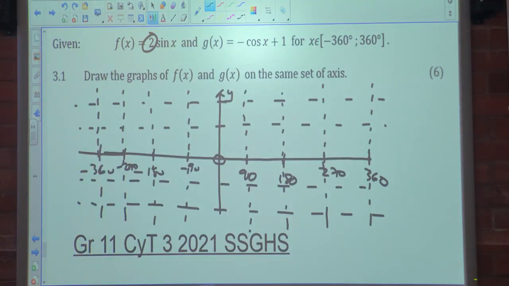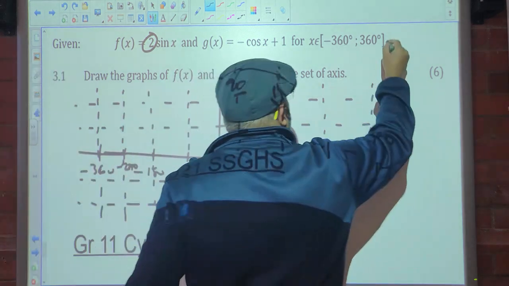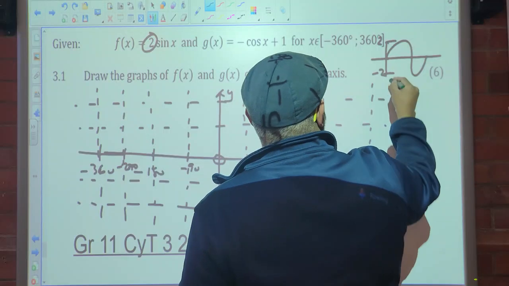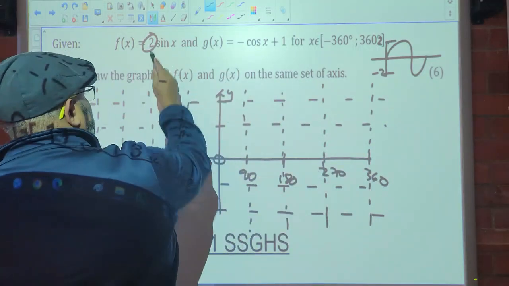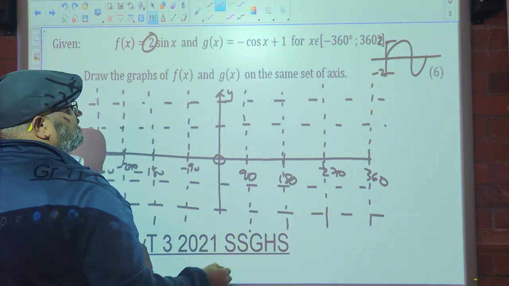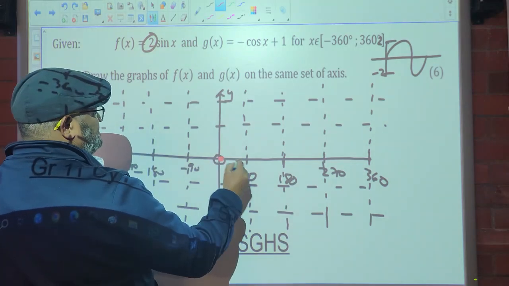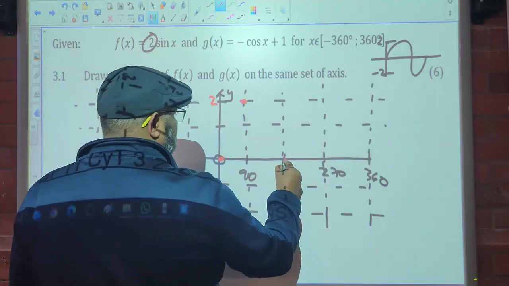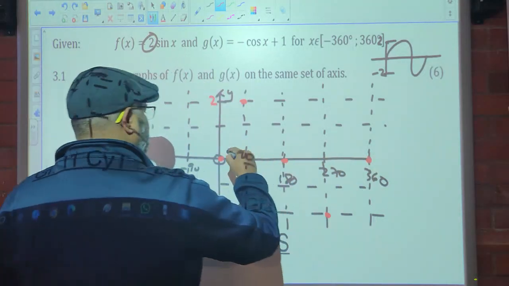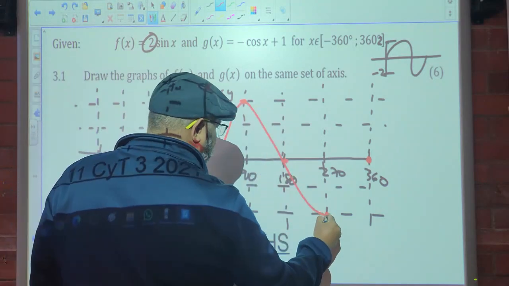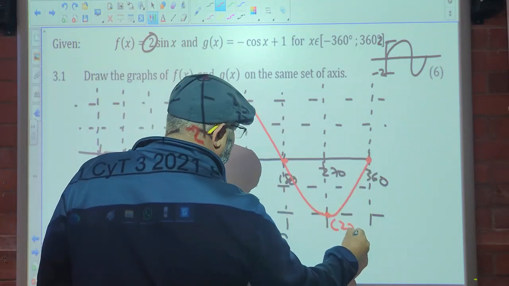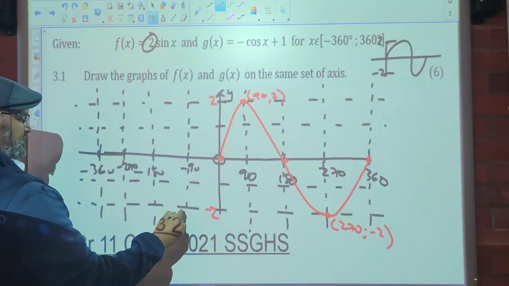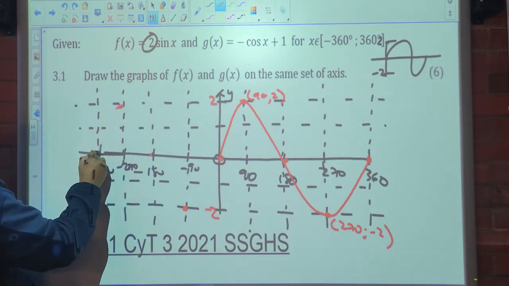Okay. So the sine graph, this is what the sine graph looks like. So that is 2 and minus 2, because of that 2 influence. And if you look at the sine graph in red, it goes 90 is 2, minus 2 at 270, and connect the dots. There's 90, 2, and then it gets repeated on the side as well.